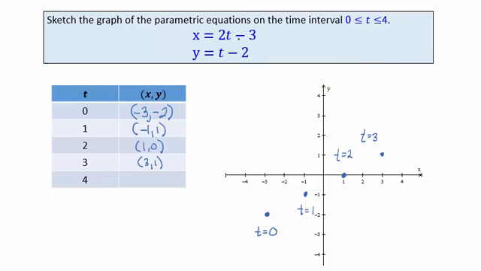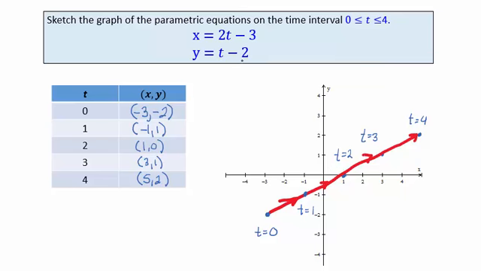At t equals 4, we plug 4 into our equations. We'd get the ordered pair 5, 2. It would be about right here at t equals 4. And so we see as time goes from 0 to 4, we trace out a curve that goes in this direction that we have here. We do observe that this looks a lot like a line, and we could reparameterize or eliminate the parameter t in our pair of equations to get an explicit equation of our line.